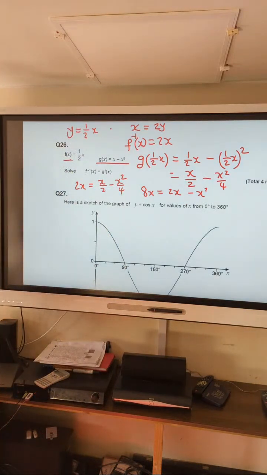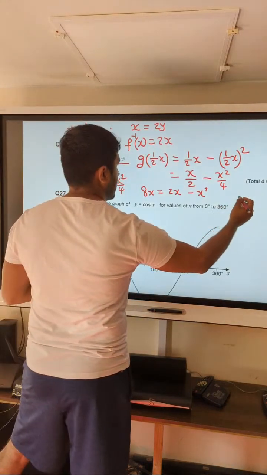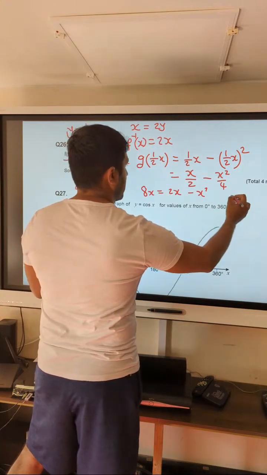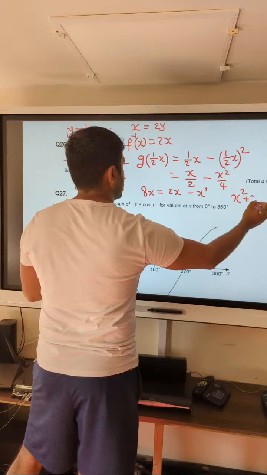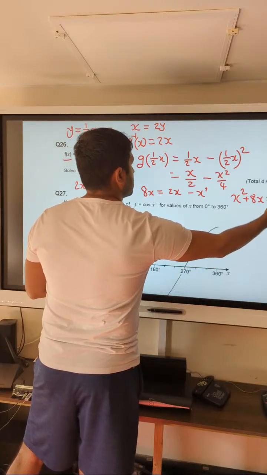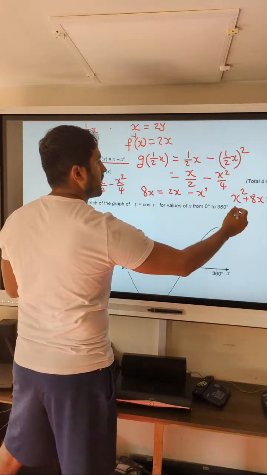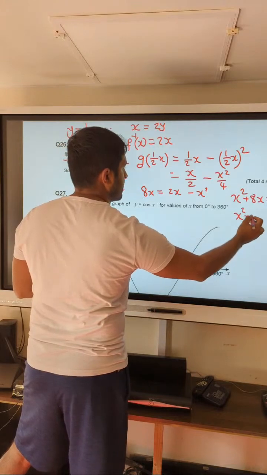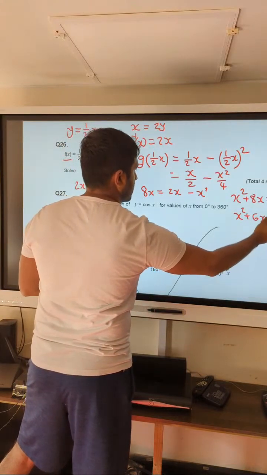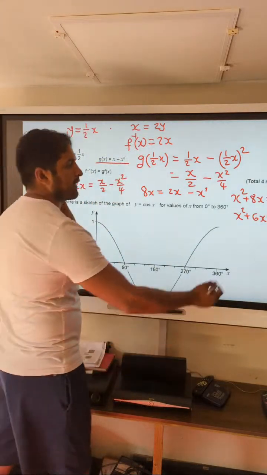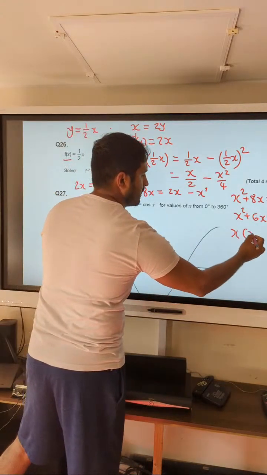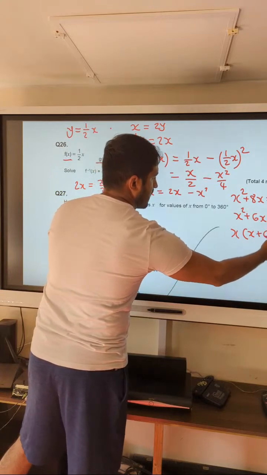Okay, you've got x squared on both sides, so you can get rid of that by, let's just say, adding x squared on both sides. So you get x squared plus 8x equal to 2x. Then I take away 2x from both sides, and we get x squared plus 6x equal to 0. And then what you do is factorize x out, so you get x(x plus 6) equal to 0.